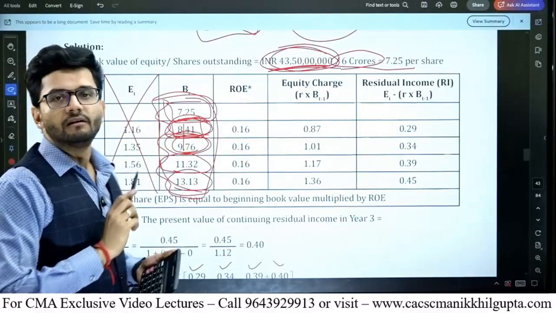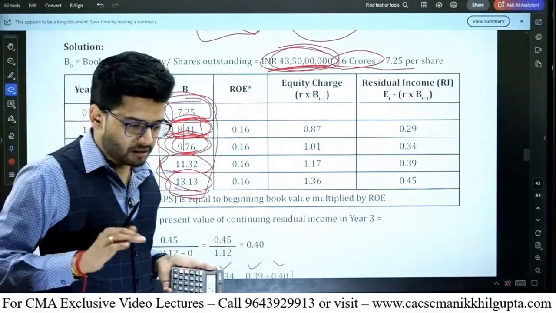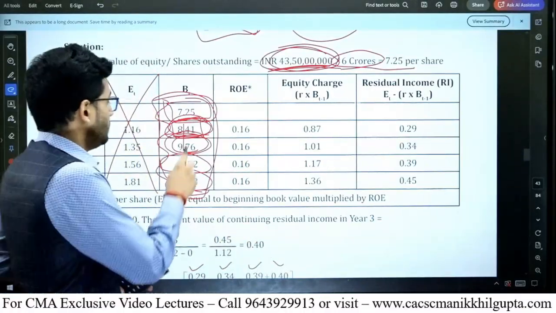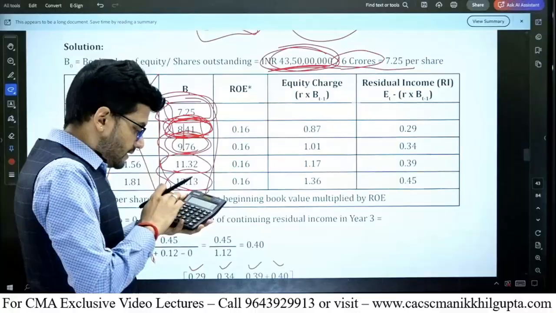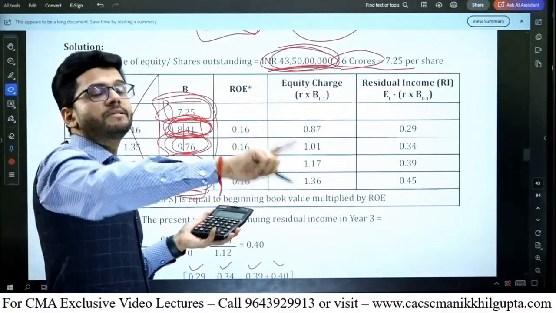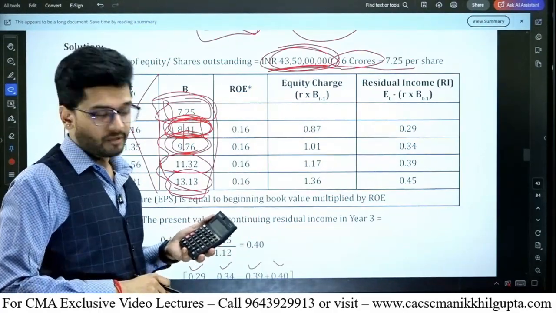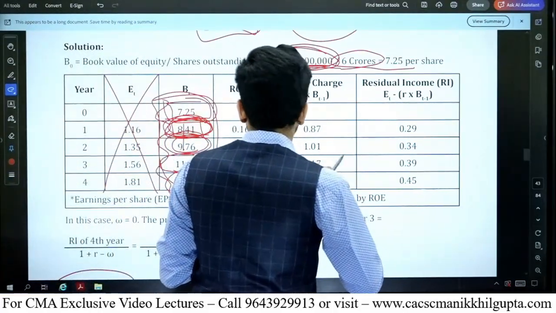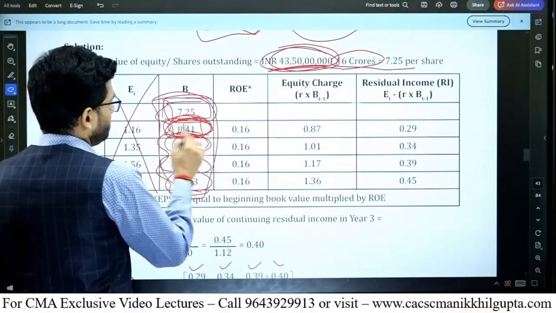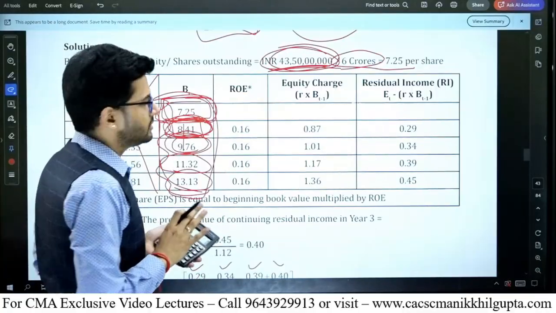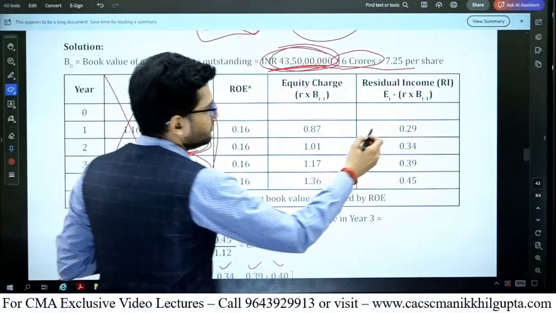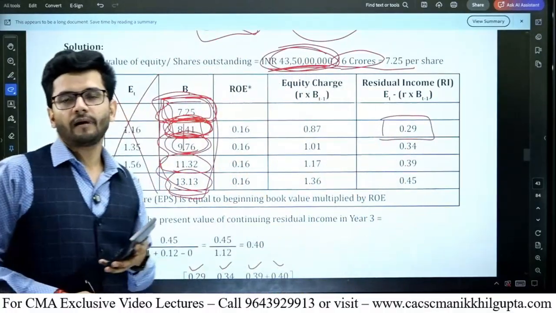This is the current BVPS. We are not taking income for this particular year because this is the current year. In the next year, the income will be the BVPS multiplied by 4%, where 4% is 16% minus 12%. This is the residual income, right? So the income will be calculated first using the 7.25 BVPS. 7.25 multiplied by 4% gives you next year's income of 0.29.